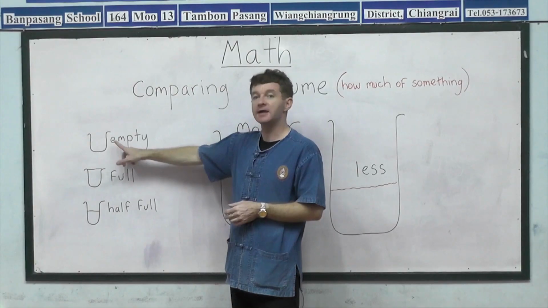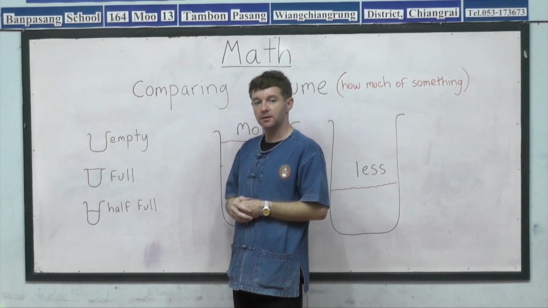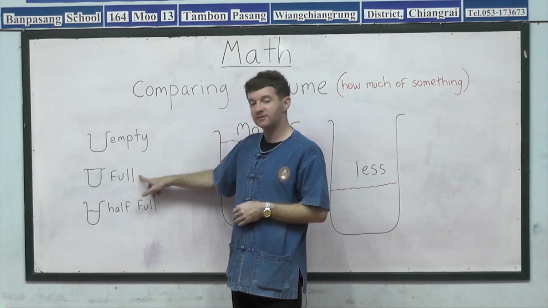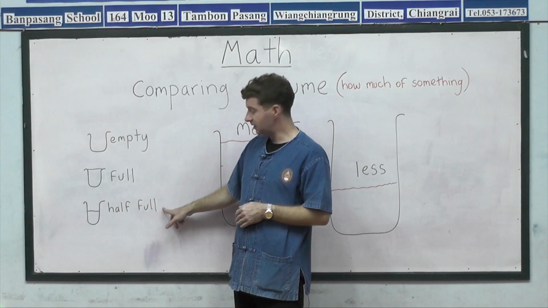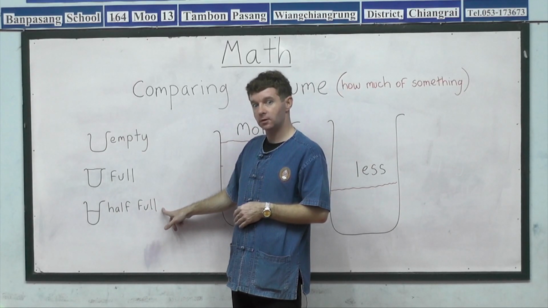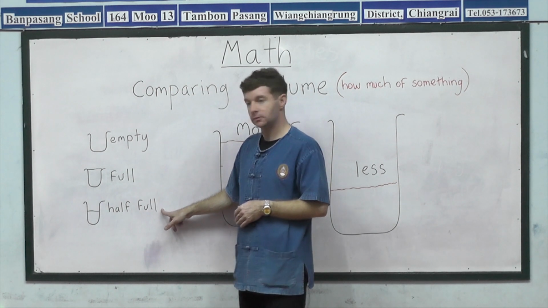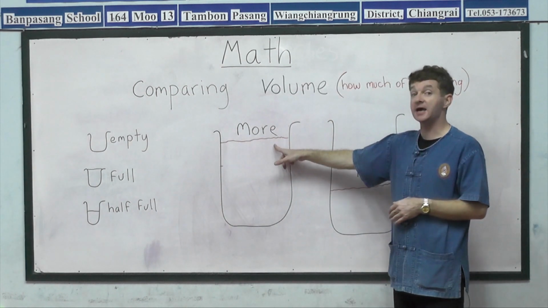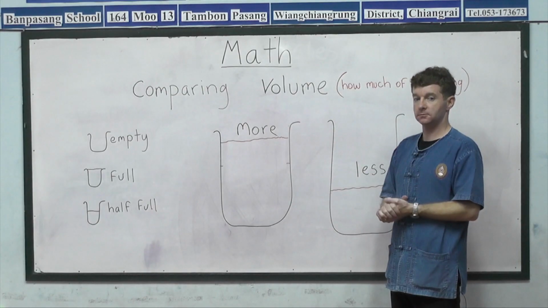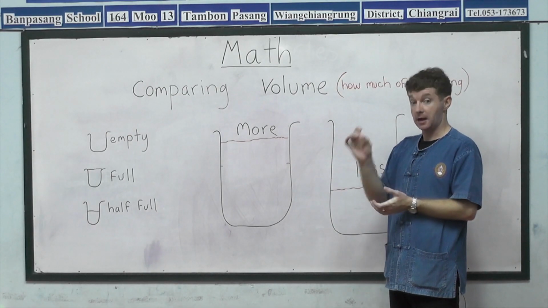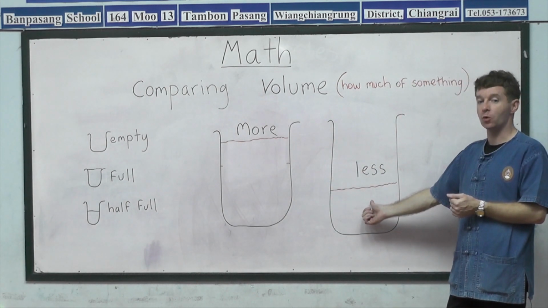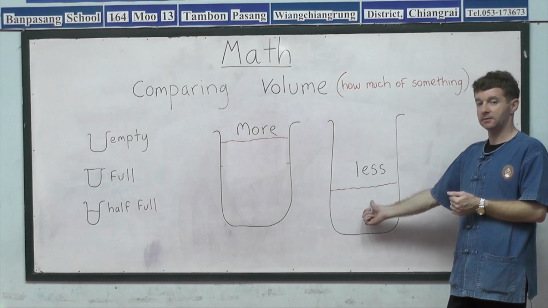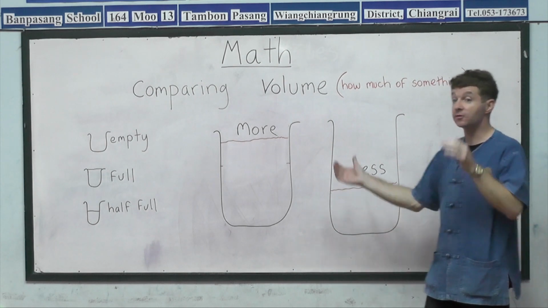This container is empty. This container is full. This container is half full. This container has more water. This container has less water. You understand, guys? Okay? Well done. Round of applause.